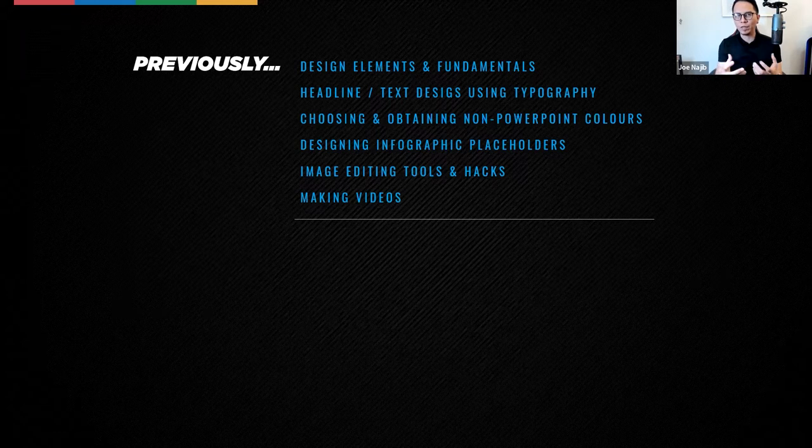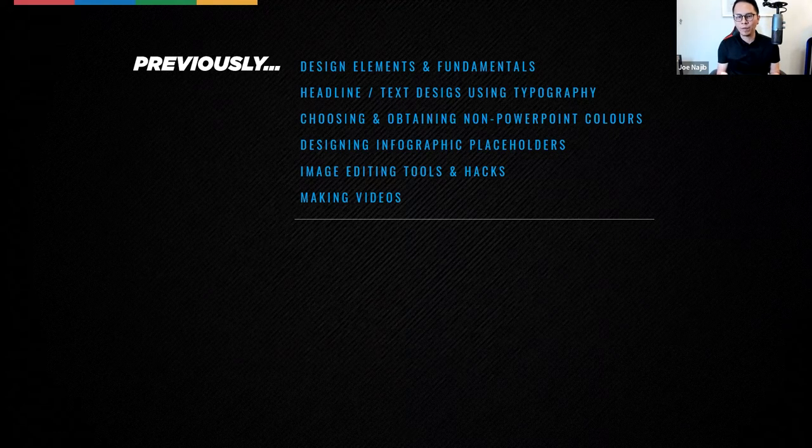So with the technique of getting colors from Google and using a function such as the eyedropper, we were able to expand our palette to almost infinite, right? Because the color options are based on whatever images or palettes that we can obtain from Google. So that's one of the techniques that I shared 3 months ago.